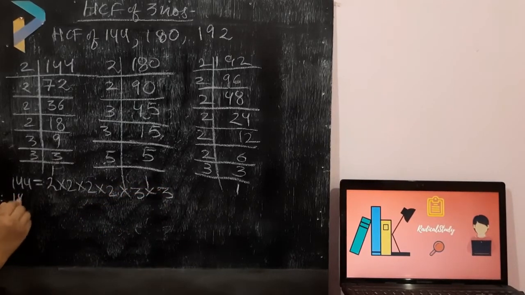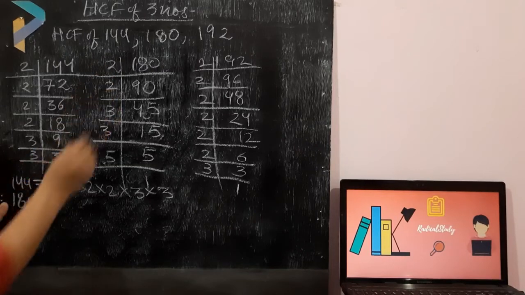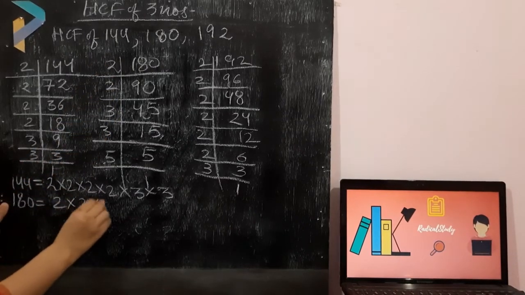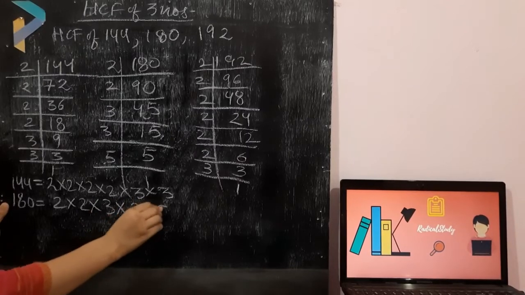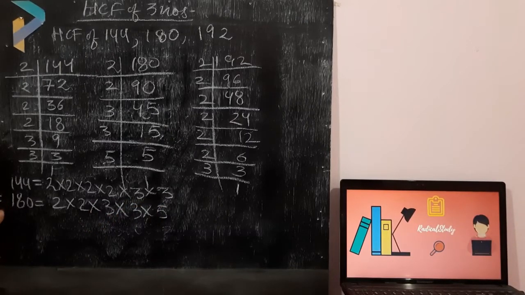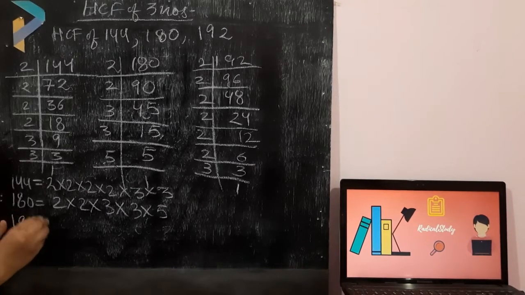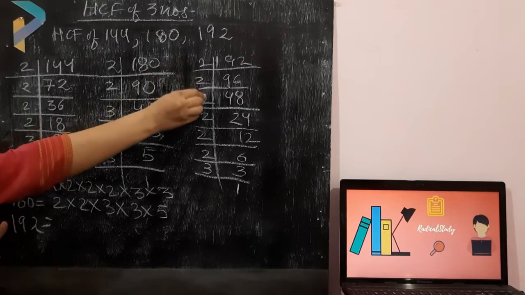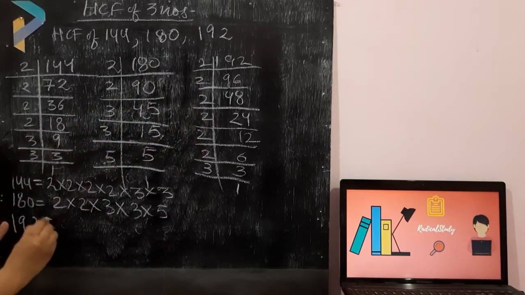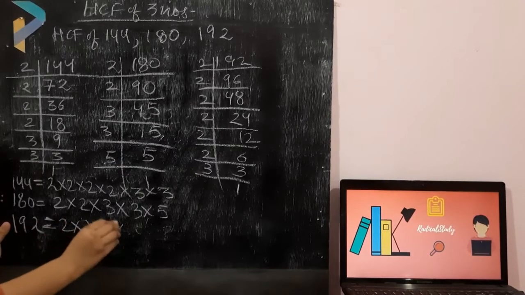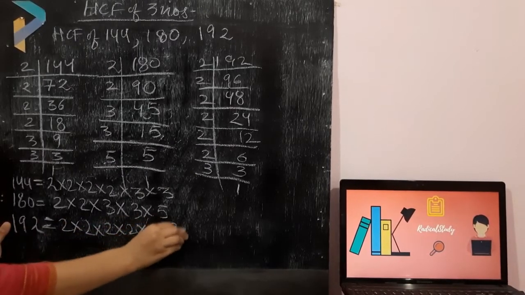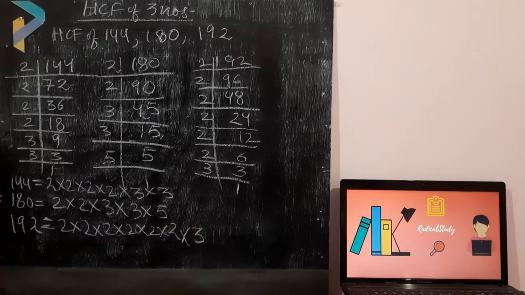The next number is 180: 2 times 2 multiplied by 2 times 3 multiplied by 5. Now, students, I am going to write for the next number, which is 192. So I am going to write it for that also. 1, 2, 3, 4, 5, 6: 6 times 2, and 1 time 3. Now look at the prime factorization of all the three numbers.